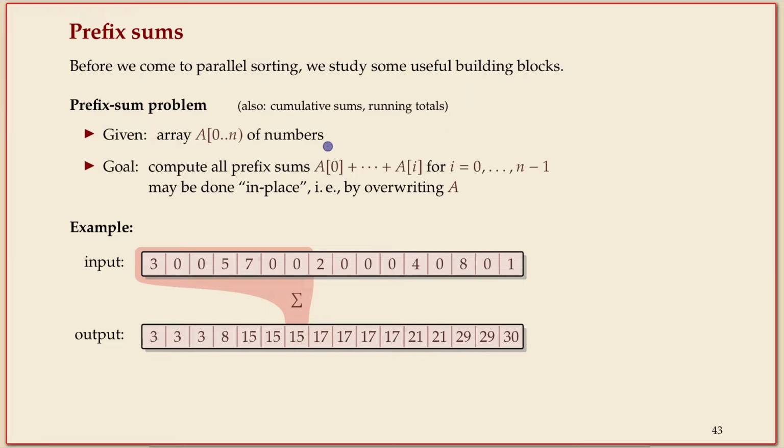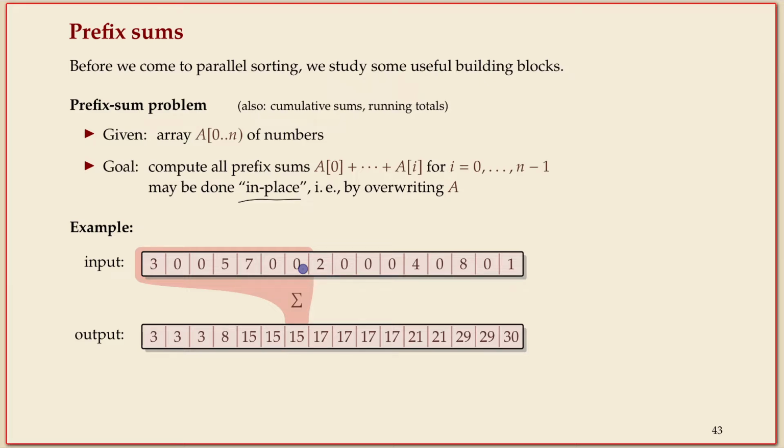The problem is as follows. You're given an array of numbers, just n numbers stored in an array. And you're supposed to compute the prefix sums, which is just the sum of the first i entries. And we want to do this in place. So we have the array A before, and then we change the array and overwrite the elements with the prefix sums, where at this position we sum up to, well, all numbers up to this position, including that position.